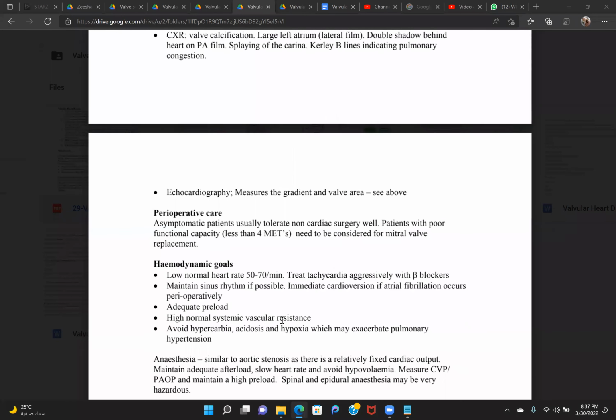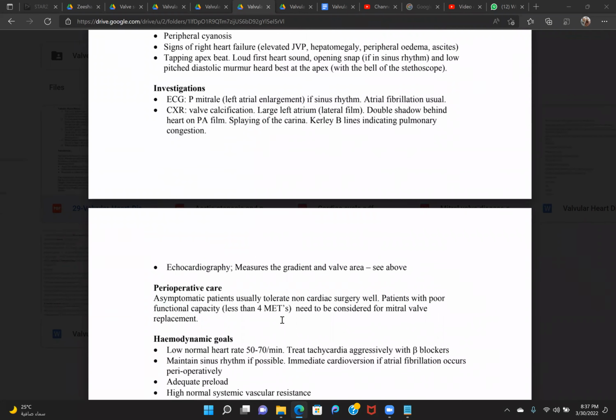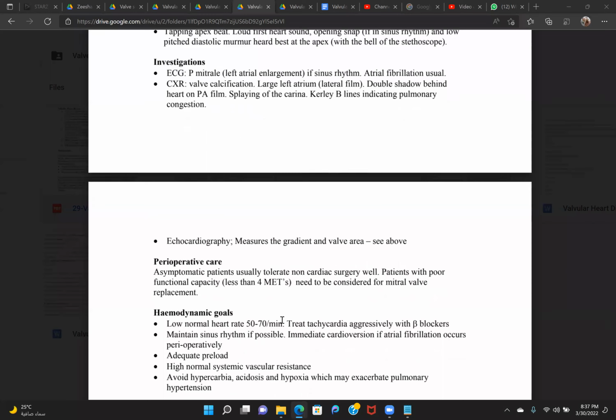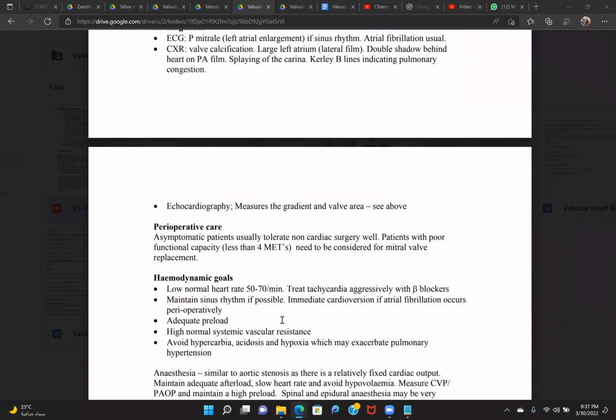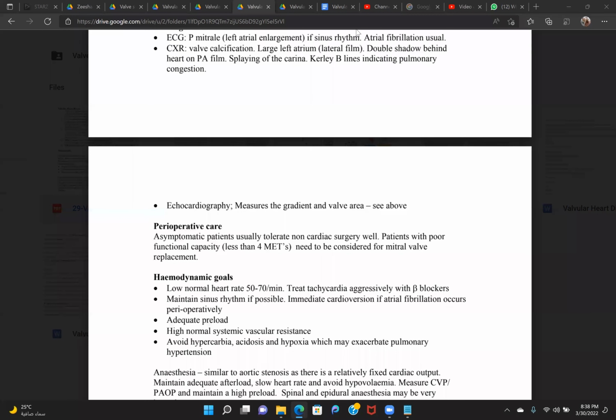So now another question comes: the choice of anesthesia between epidural, spinal, and general anesthesia. How can you compare these three in patients with mitral stenosis? Yes, in which patient, which will be preferred? Sir, in stenotic lesions.